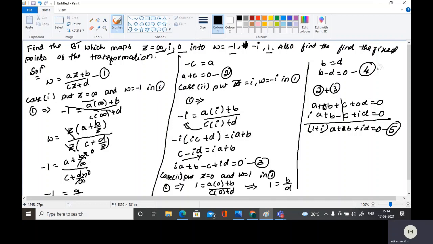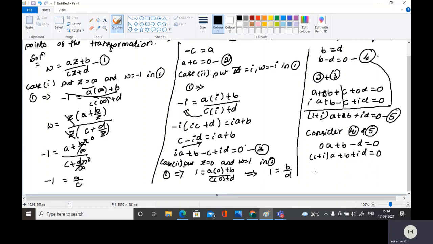Now we can consider 4 and 5. Here we have B, D with A. So consider equation 4 and equation 5. What is equation 4? I will take that as 0A plus B minus D equal to 0. Equation 5 is (1 plus i) into A plus B plus iD equal to 0. Now we have two equations with three unknowns. We can use Cramer's rule.